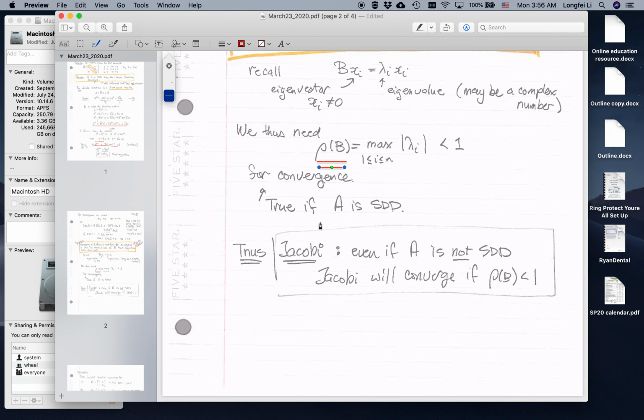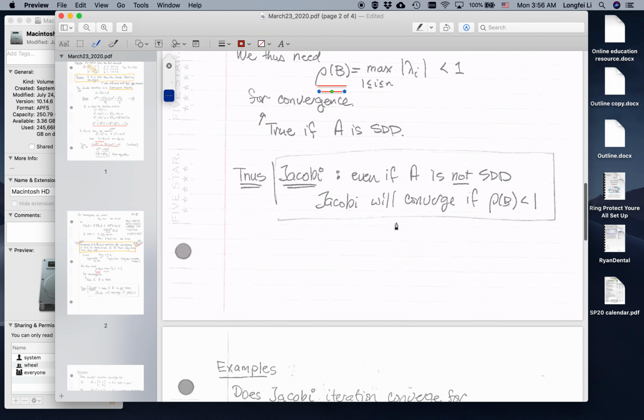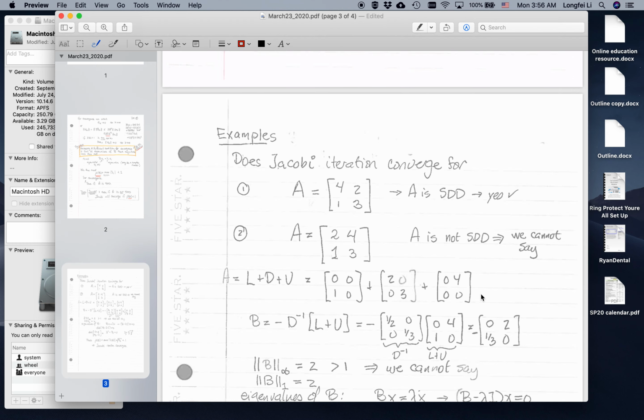Okay, and this is true if A is SDD. So therefore we have this result for Jacobi: even if A is not SDD, Jacobi will converge if the spectral radius of this matrix B is less than 1. So here is an example.